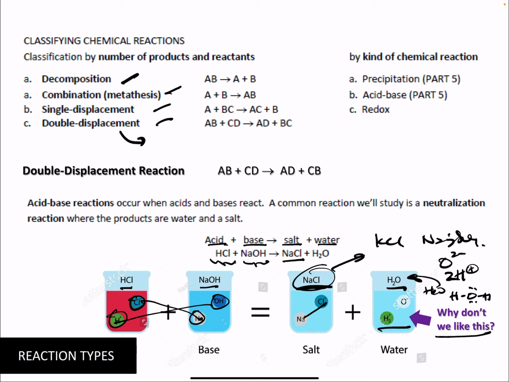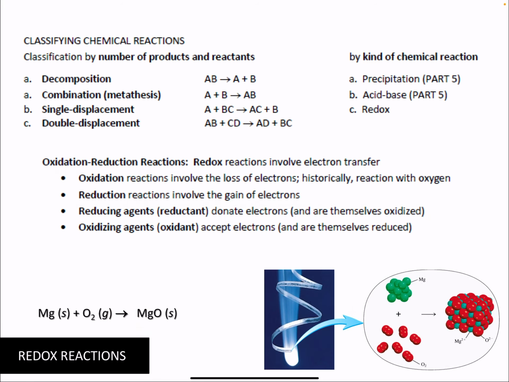All right, so decomposition, combination, single displacement, double displacement. We saw precipitation reactions and acid-base reactions. And so that leaves redox reactions here. And so redox reactions are electrons being transferred. Okay, so some terms we're going to learn.